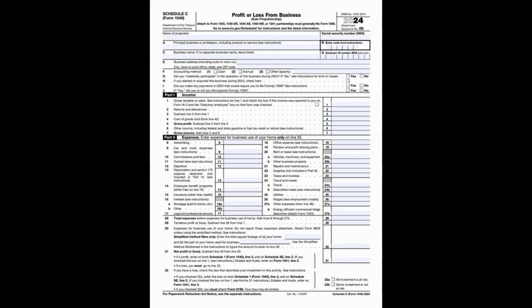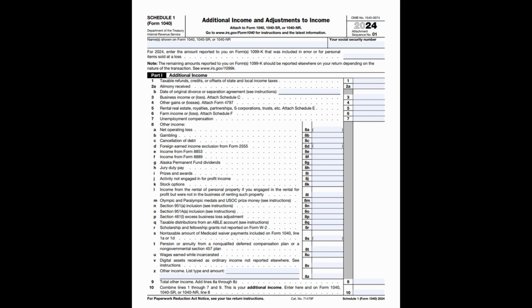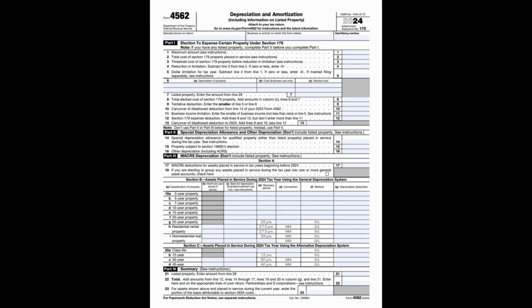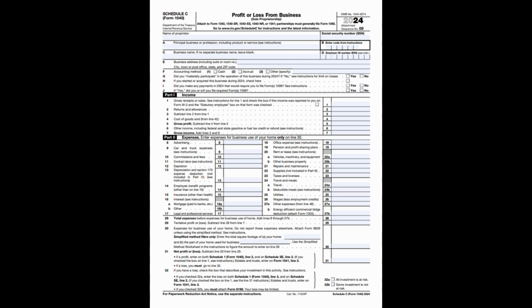Schedule C reports your business income and expenses. You calculate your net profit or loss on line 31 of Schedule C. That number flows directly into Schedule 1, line 3, and from there to Form 1040, line 8. If you use depreciation or claim large equipment deductions, that's where Form 4562 comes in. Form 4562 supports Schedule C by calculating depreciation on business assets or Section 179 expensing. Its total depreciation amount flows into Schedule C, line 13, depreciation and Section 179 expense.